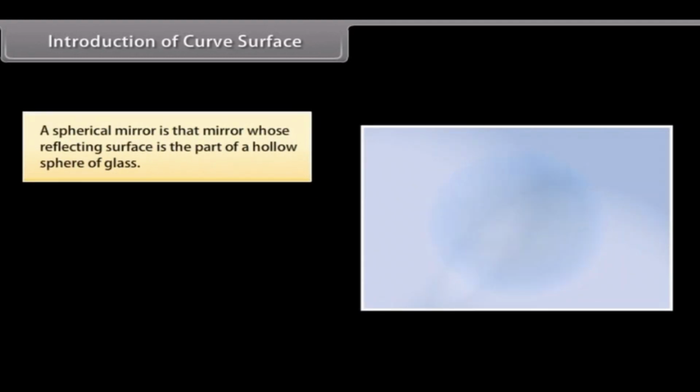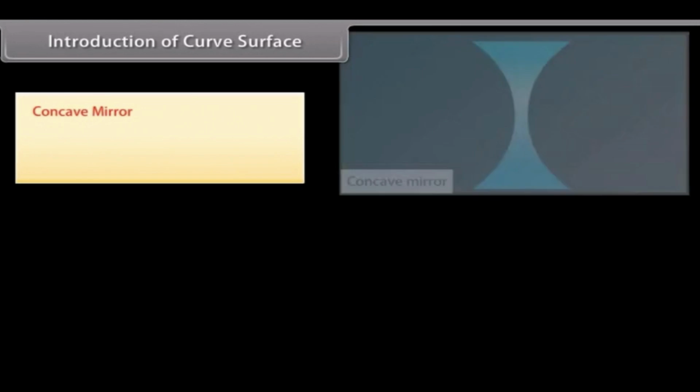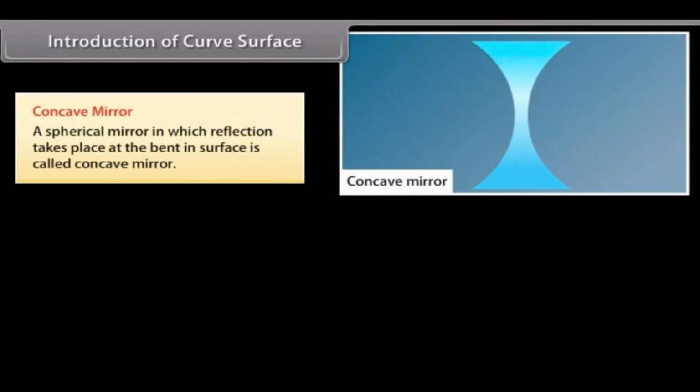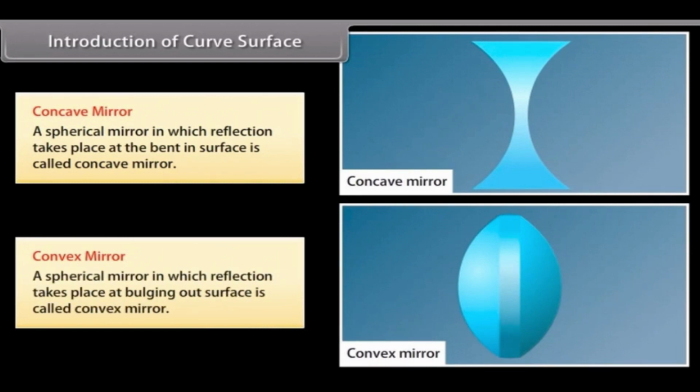Introduction of curved surface. A spherical mirror is a mirror whose reflecting surface is part of a hollow sphere of glass. Spherical mirrors are of two types: concave mirror and convex mirror. Concave mirror: a spherical mirror in which reflection takes place at the bent in surface is called a concave mirror. Convex mirror: a spherical mirror in which reflection takes place at the bulging out surface is called a convex mirror.